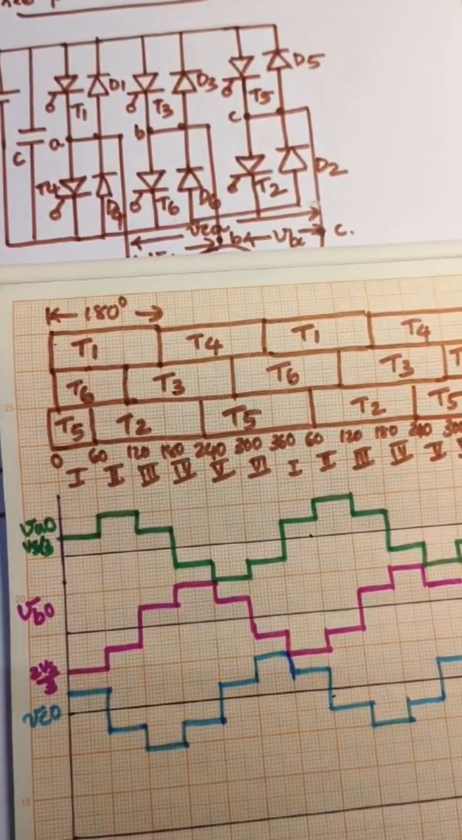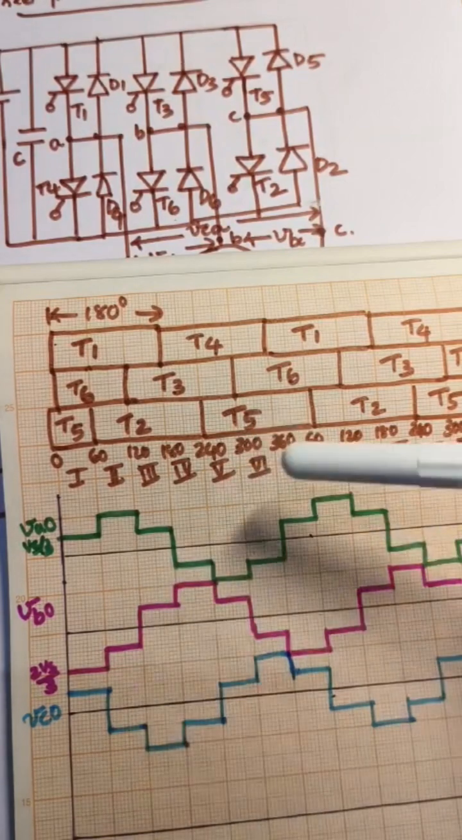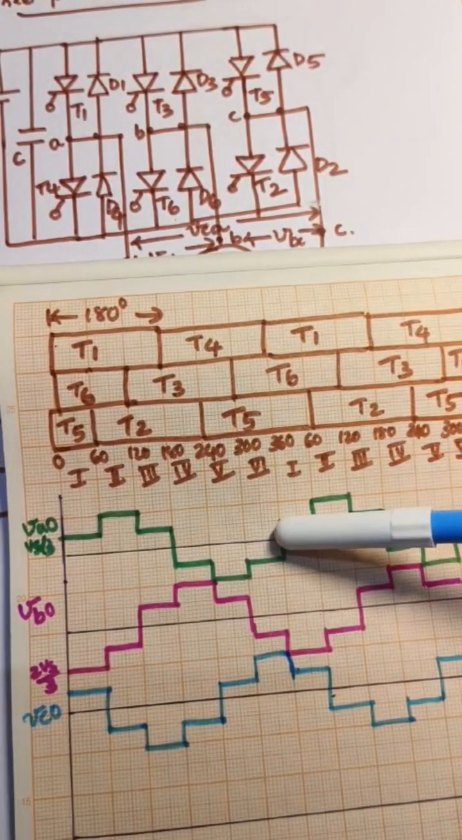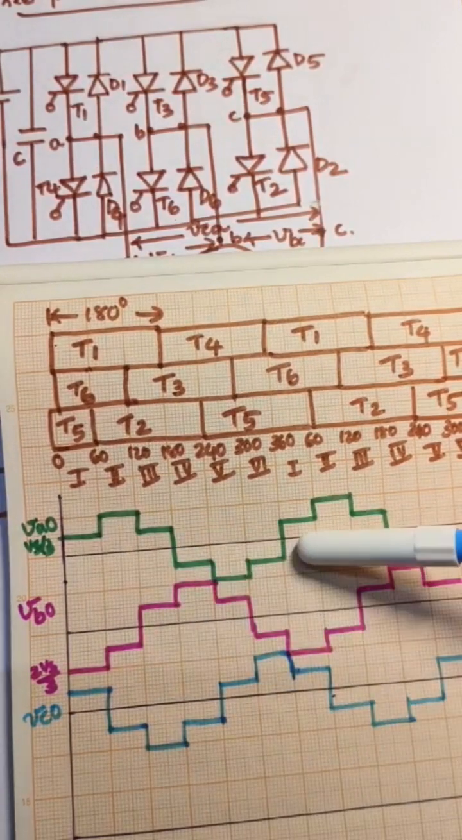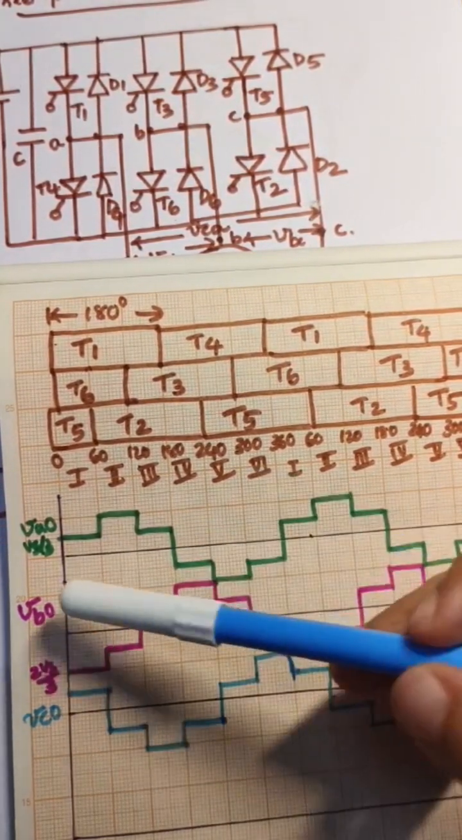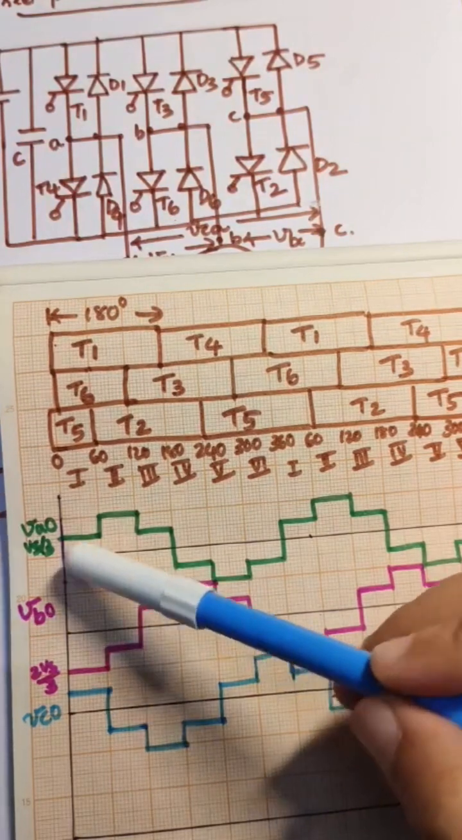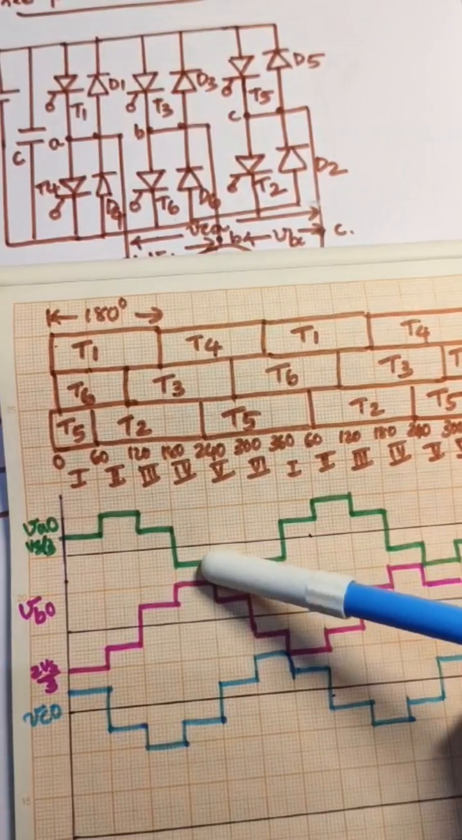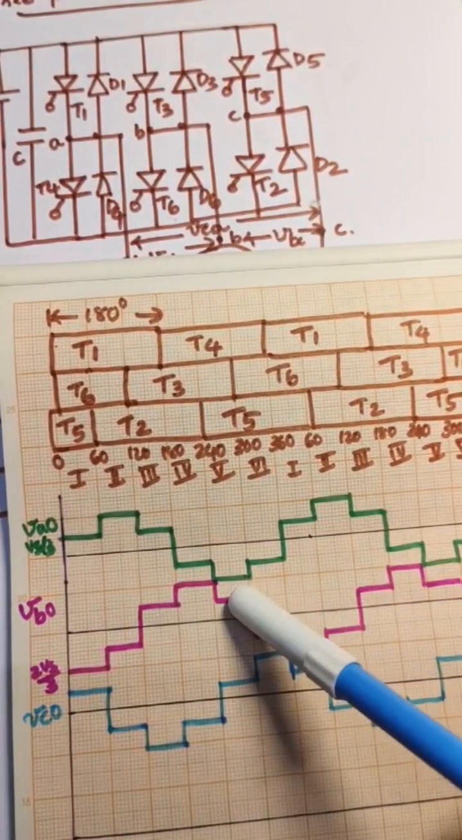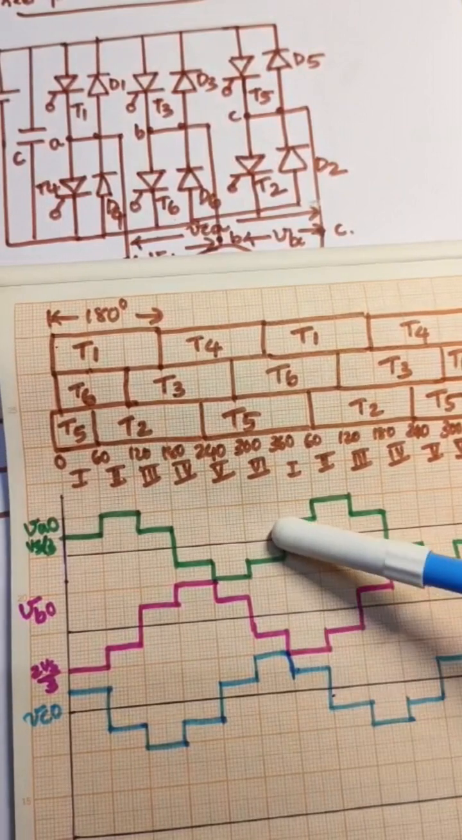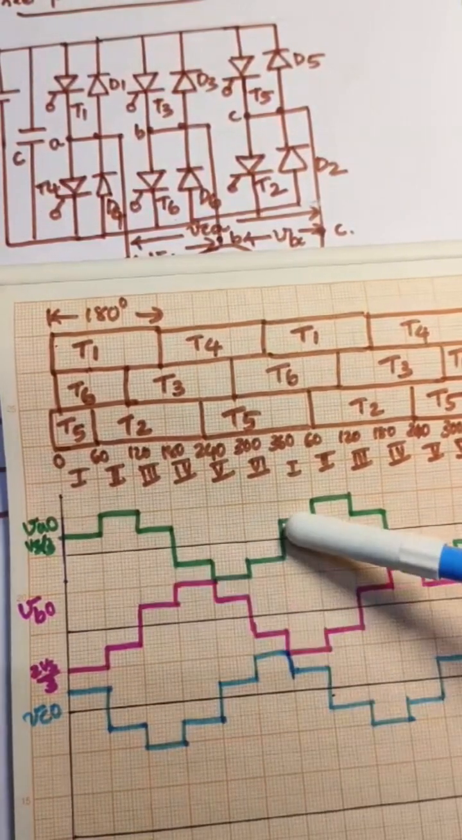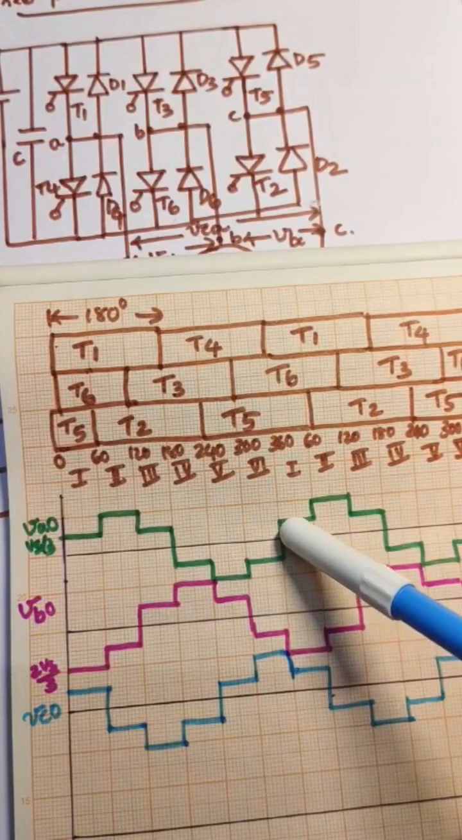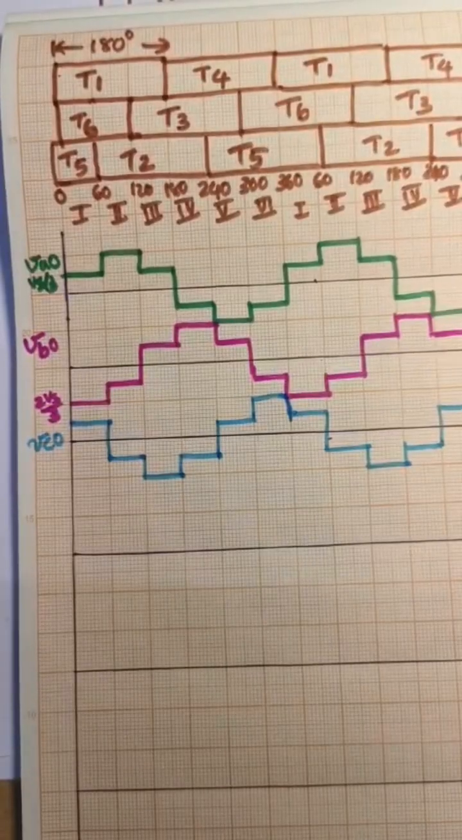These are the line to neutral voltage or phase voltage. We are obtaining 6 steps. At 360 degree, 6 different voltage levels. That is, first we obtained plus Vs by 3, then 2 Vs by 3, then again Vs by 3, then minus Vs by 3, minus 2 Vs by 3, again minus Vs by 3 and 0. 6 steps are there in a cycle. Okay.